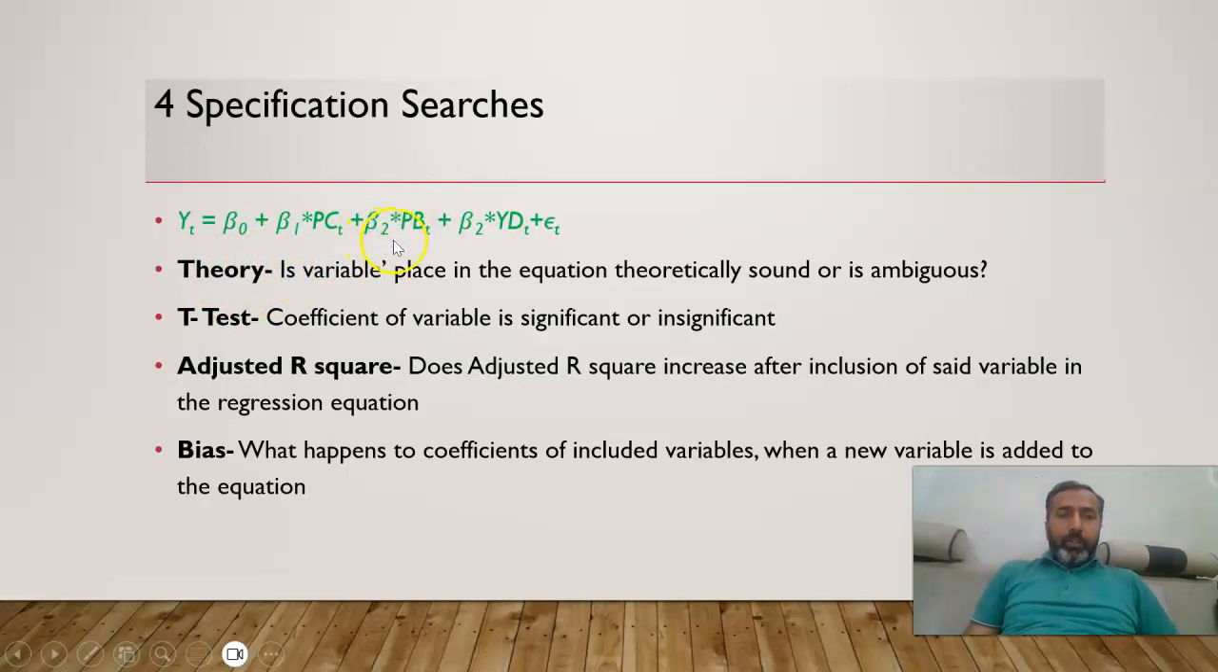For example, if we apply this theory test to price of beef, theoretically it is very sound because chicken consumption also depends upon the price of beef.